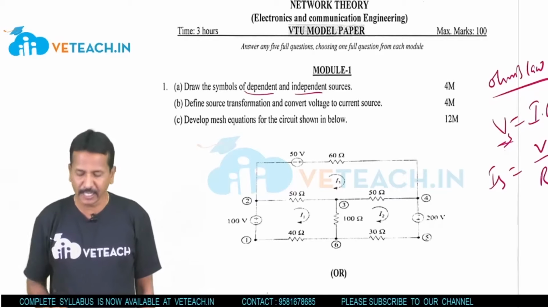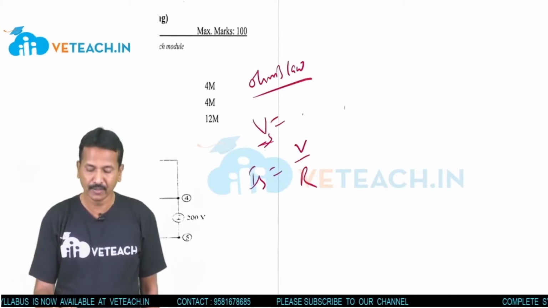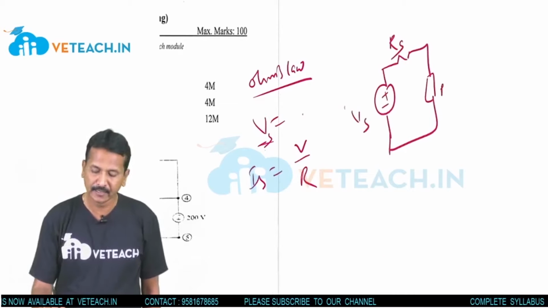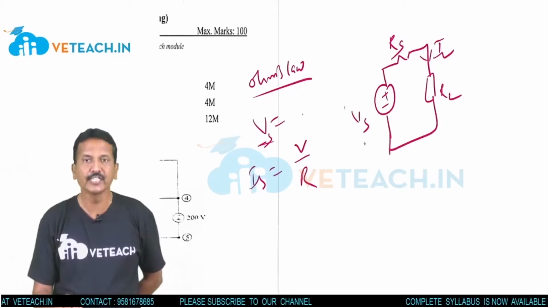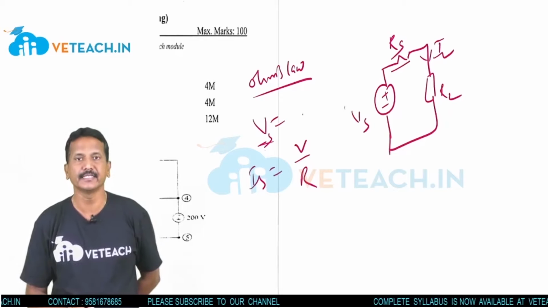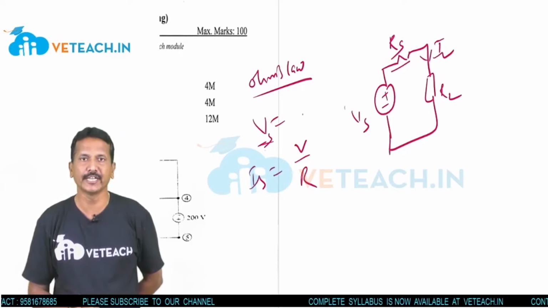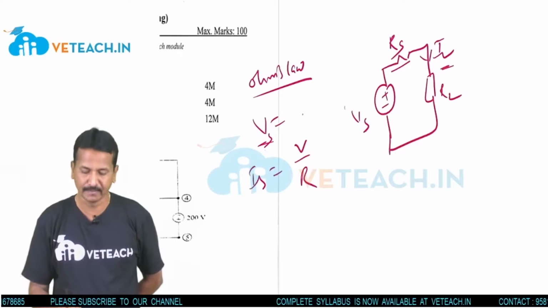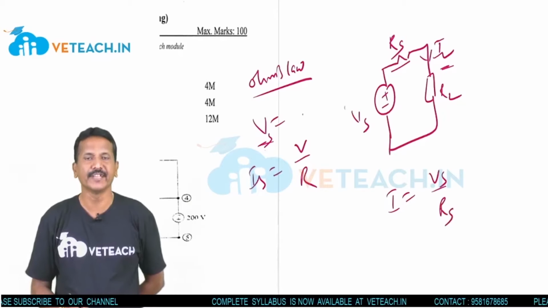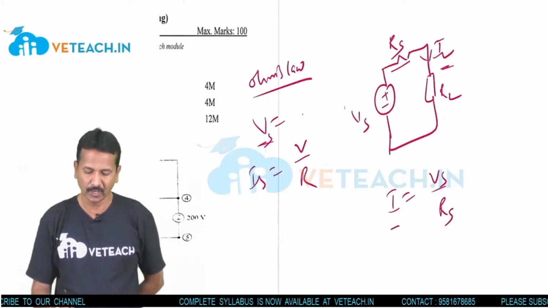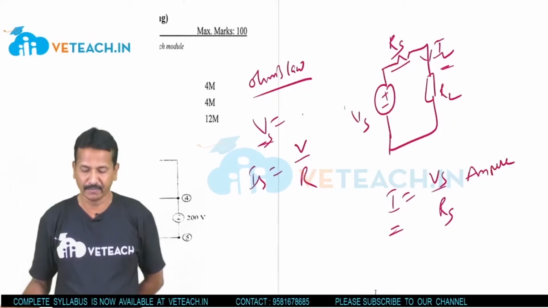How? The equivalent circuit diagram of a voltage source is a voltage source in series with a resistance. This is the internal resistance Rs, this is RL and this is IL. So it is a voltage source in series with the internal resistance, across the load resistance. This is the voltage source equivalent circuit diagram. Now I want to find the current here. Then I is equal to Vs by Rs. What are you getting here? Current, unit ampere.